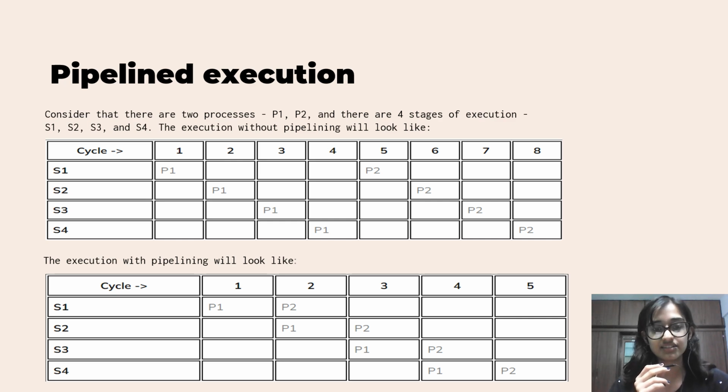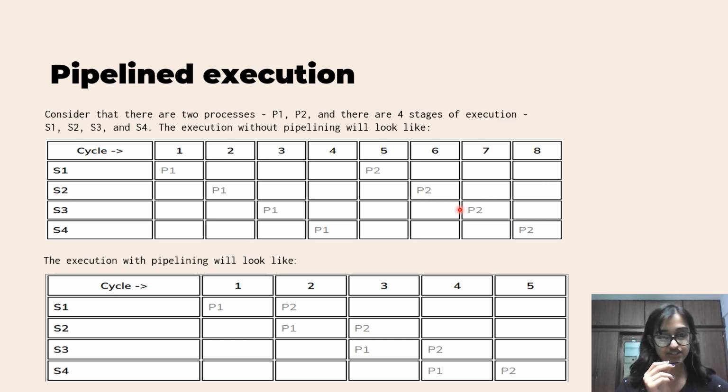Here, let's consider two processes, P1 and P2, and we'll see them at four stages of execution: S1, S2, S3, and S4. We see here that P1 has to complete execution, which it completes at 4 seconds, before P2 can start execution. This is a system where we do not use pipelining. See how it takes us 8 seconds to complete both of these processes?